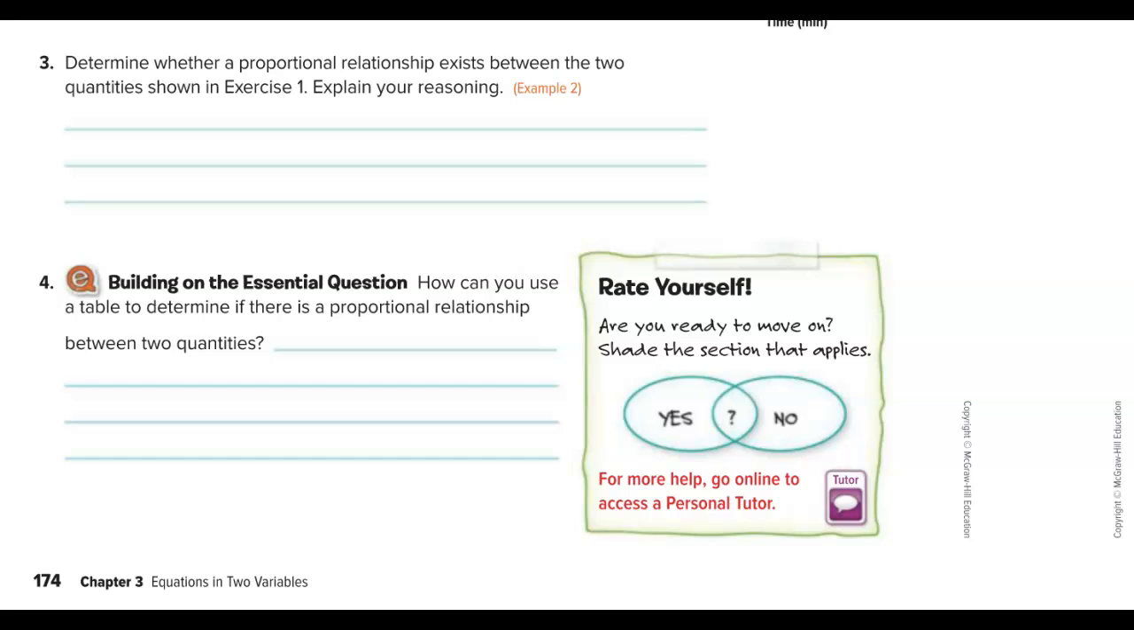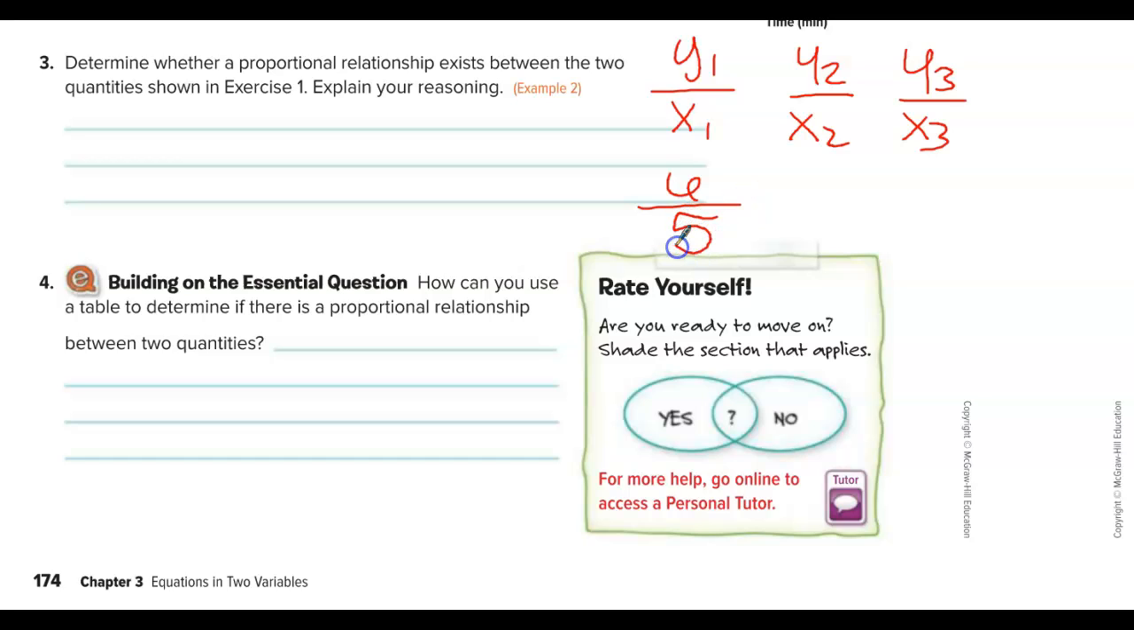What was step number 3? How do you figure out if it's proportional or not? You do y1 divided by x1, y2 divided by x2, and then y3 divided by x3. Okay, so looking at exercise 1, your very first problem, what was your y1? 6. And what was the x1? 5. Does everybody agree? Yeah, looking at your table.